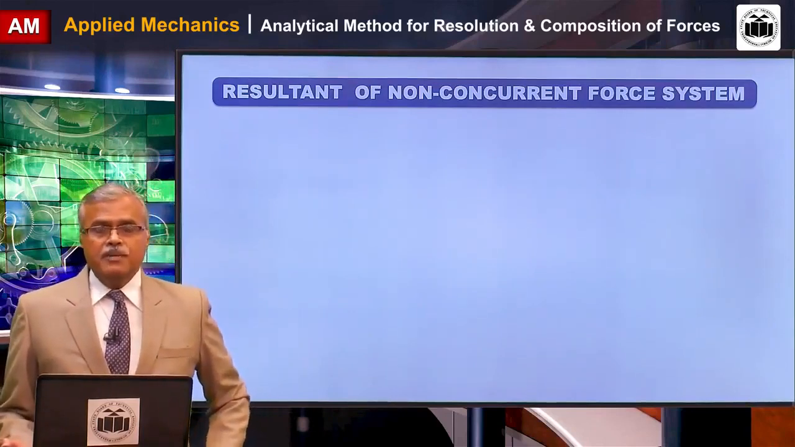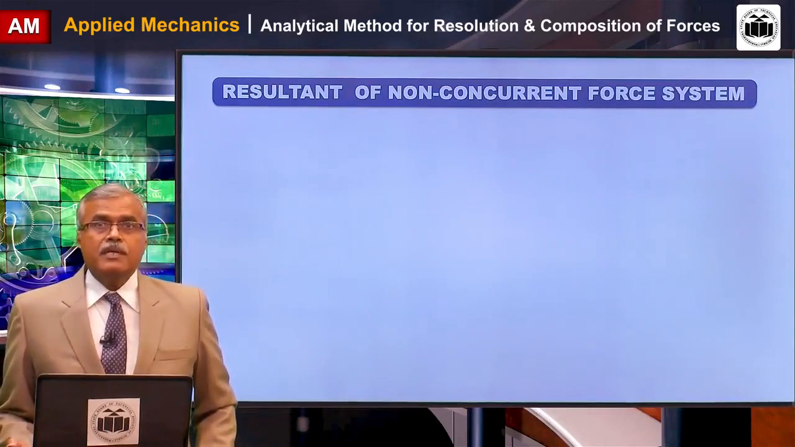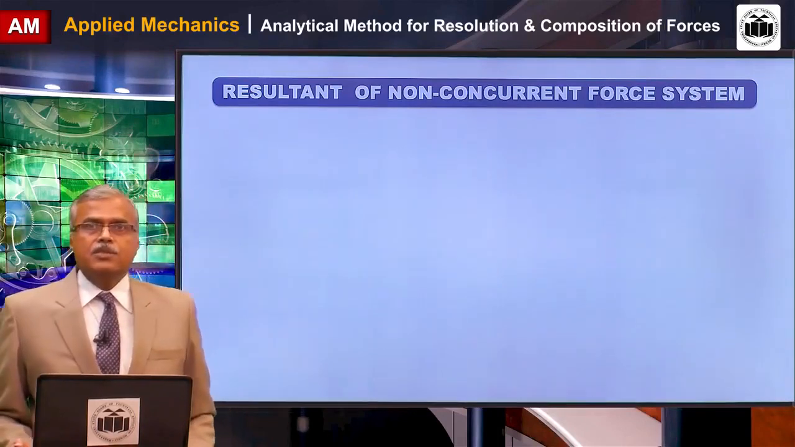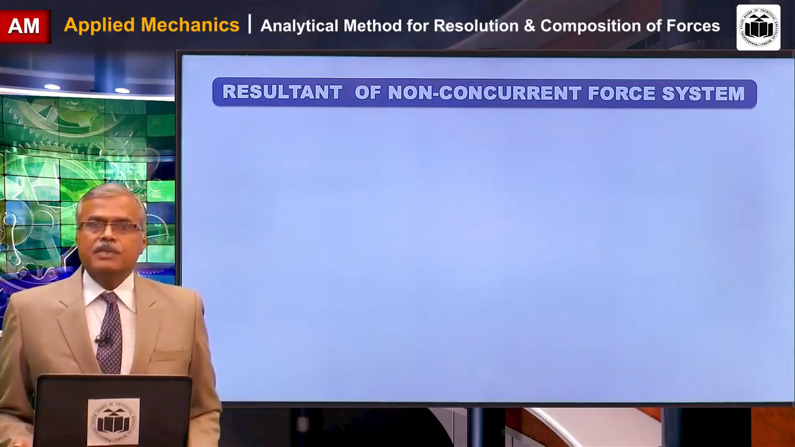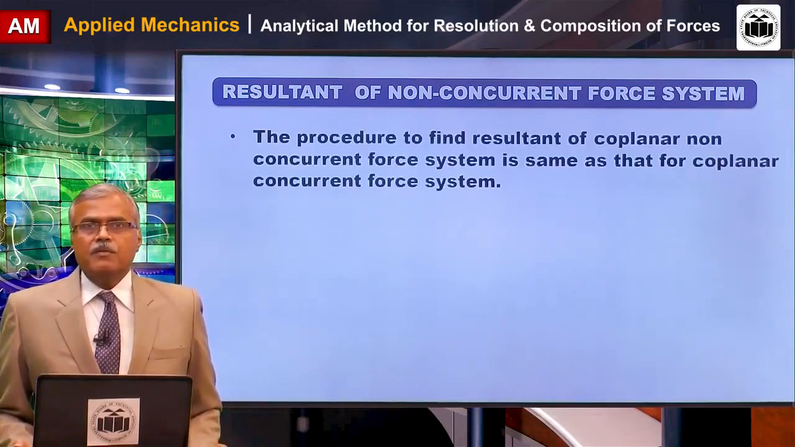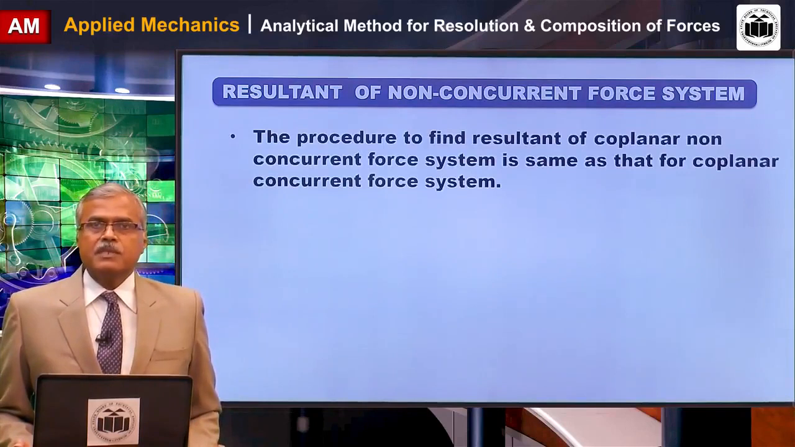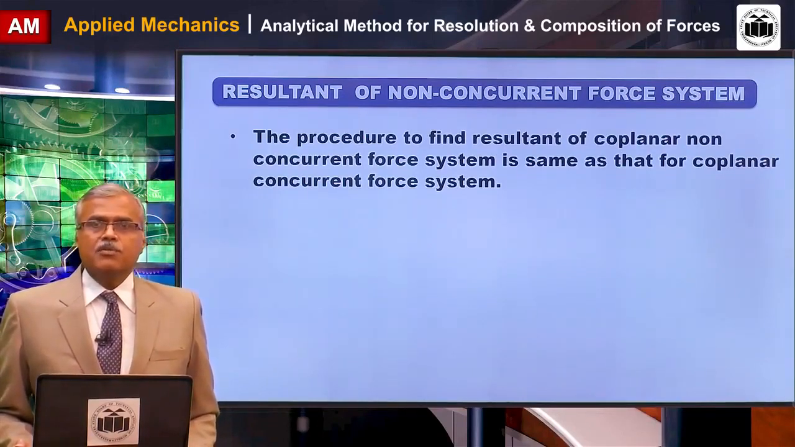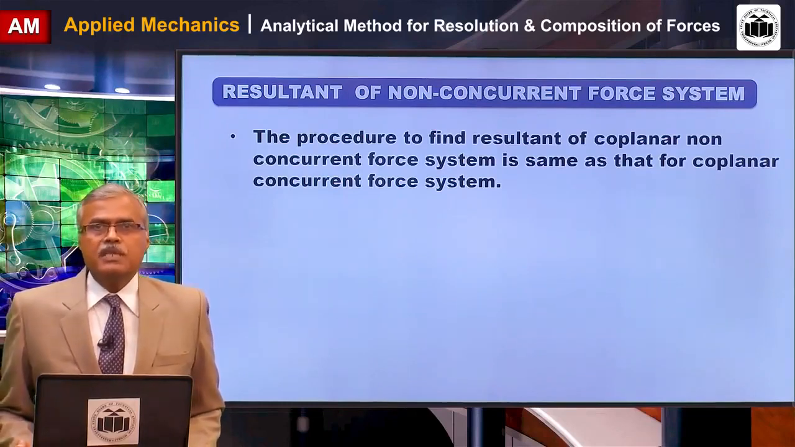So up till now we have seen this equation for the resultant of a concurrent force system. Now we will shift to the next part of this topic, that is the resultant of a non-concurrent force system. The resultant procedure is the same for both concurrent and non-concurrent force systems. In case of a concurrent force system, the resultant passes through the single point through which all the forces are passing. But in case of non-concurrent forces, that is not the case. In case of non-concurrent forces, we cannot predict the location of the resultant force.